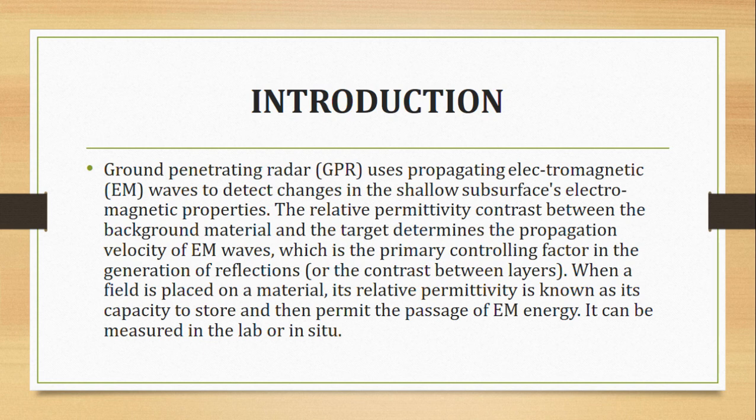which is the primary controlling factor in the generation of reflections, or the contrast between layers. When a field is placed on a material, its relative permittivity is known as its capacity to store and then permit the passage of EM energy. It can be measured in the lab or in situ.